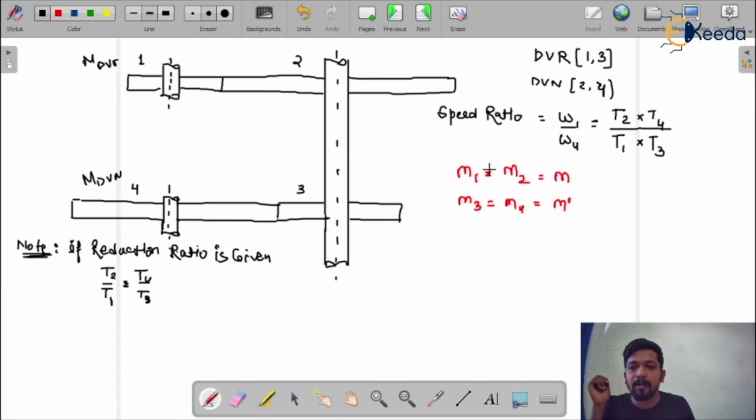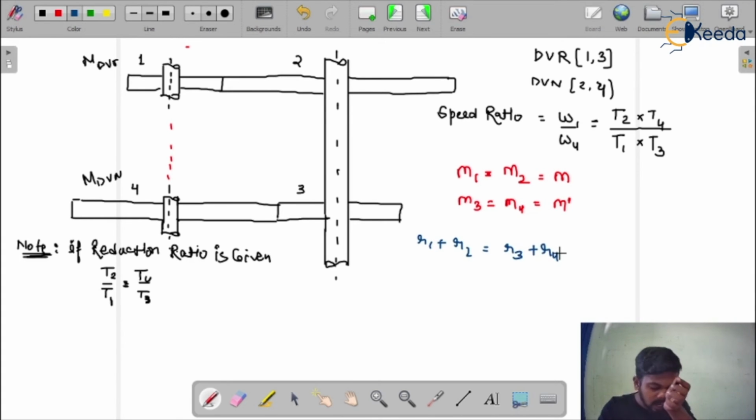Now here we are talking about the module being the same for mating gears. See here, the general concept. This is the complete distance. This distance and this distance would be the same because both are coaxial shafts. So the distance here would be the same, that means R1 plus R2 will be equal to R3 plus R4. Are you getting my point?